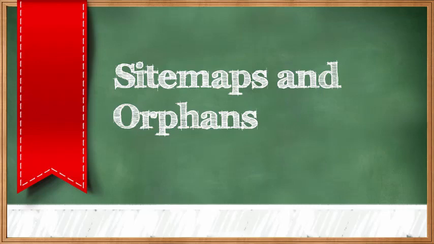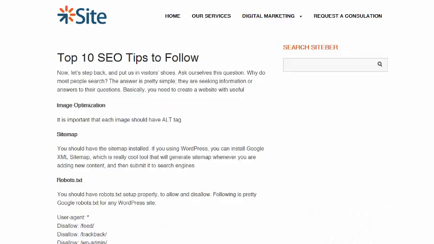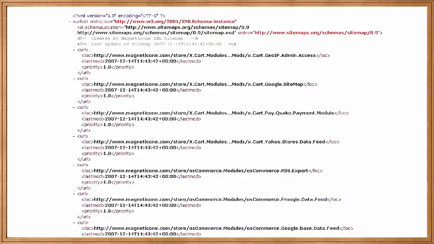Now, one aspect of site optimization that comes up a lot is the supposed importance of sitemaps. If you surf around on SEO blogs, you'll often find these articles entitled something like Top 10 SEO Tips. And one of the tips typically recommends adding a sitemap to your website, often via a WordPress plugin. So what do these sitemaps really do? What is a sitemap? It's just a boring text file. A sitemap is just an index of all the pages of your website.